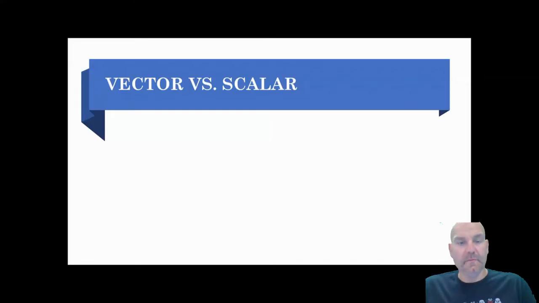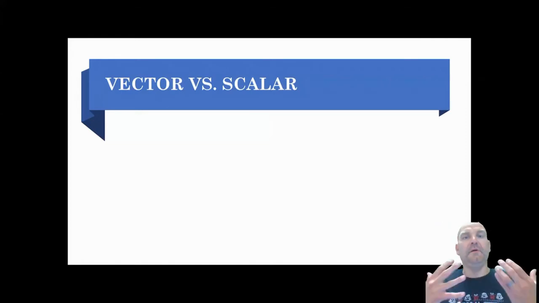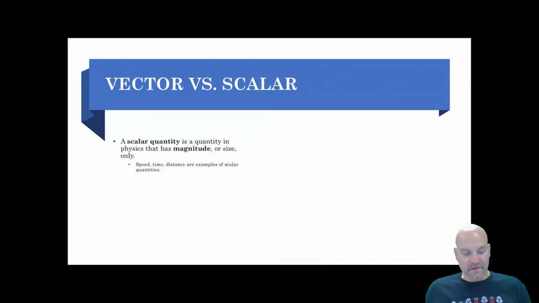Okay, so in this video, we're going to look at vectors versus scalars. These are very important in physics because all of our quantities that we're going to talk about fit into one of these two categories. So a scalar quantity is a quantity in physics that has magnitude or size only. So scalar is magnitude only.